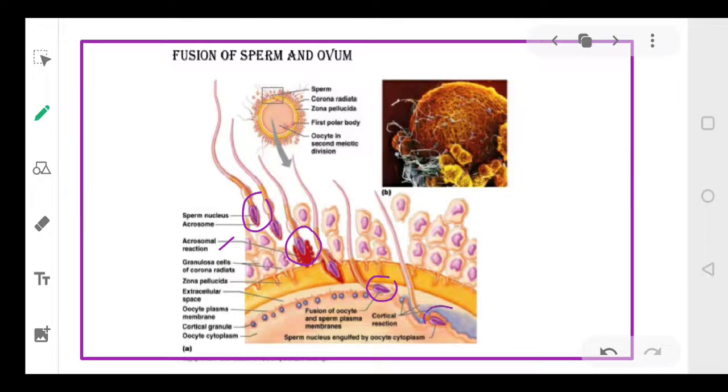Now once it penetrates, it reaches the plasma membrane of the oocyte, and then only the nucleus will be able to penetrate the female nucleus. So fusion of the oocyte and the sperm will occur at the plasma membrane. A cortical reaction will occur, and only the sperm nucleus will be engulfed into the oocyte cytoplasm. You can easily see the layers, the corona radiata, zona pellucida, and you can also observe the first polar body. Once the sperm enters, only then will the second meiotic division occur.